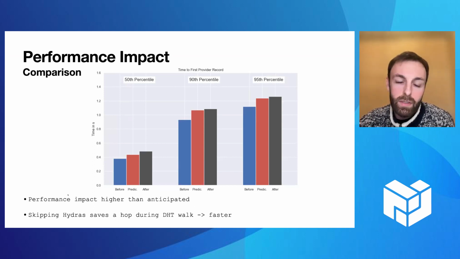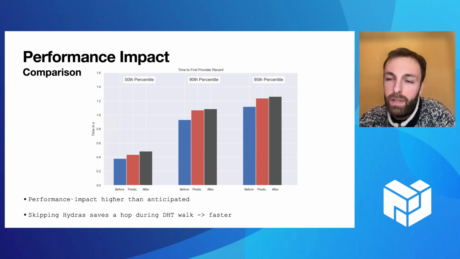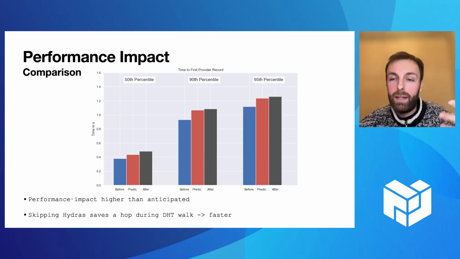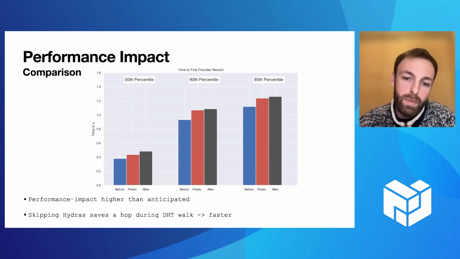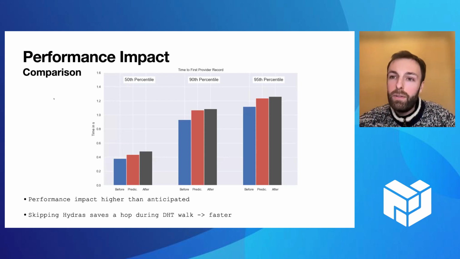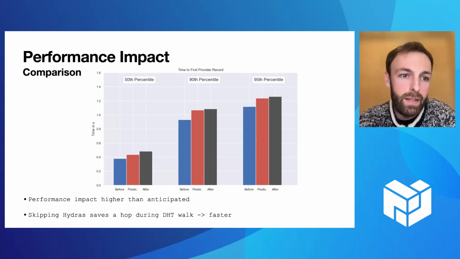We think that skipping Hydras actually saves us a hop in the case when Hydras don't reply with anything anymore. So this could be a reason why it's actually faster if we ignore Hydras than when we don't ignore them, but they just don't reply with anything anymore.